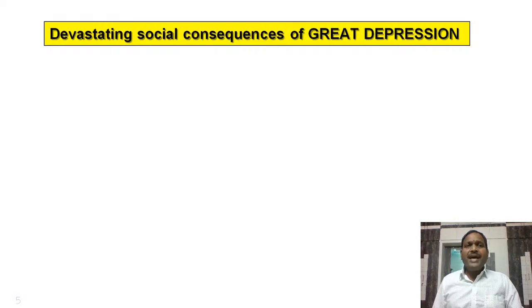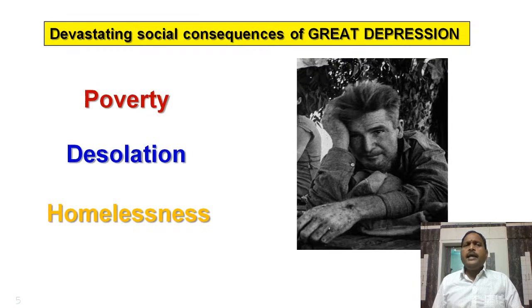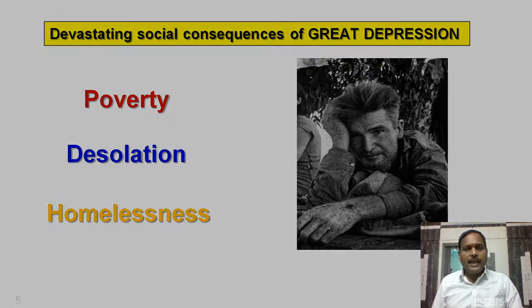What are the devastating social consequences of the Great Depression? It is very severe. Many of them were poor, and there was poverty and desolation. Many lands were desolated and many of them were homeless, many of them were pauperized, so they left their homes, and even became homeless.